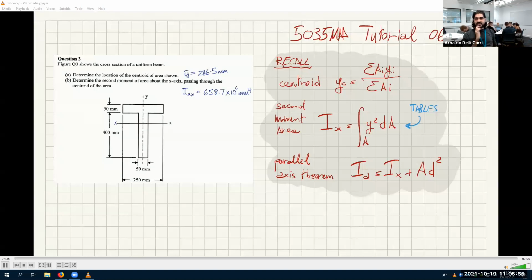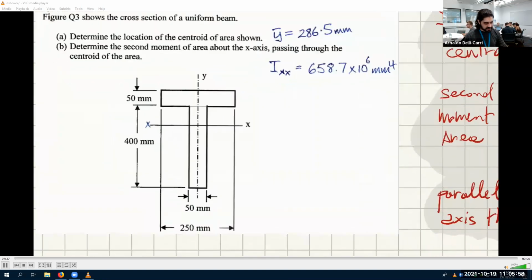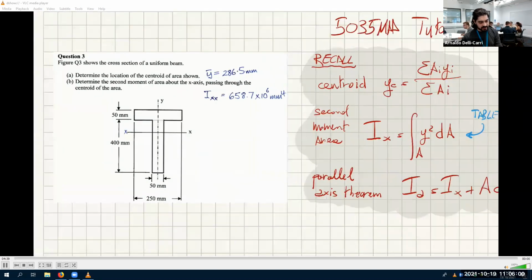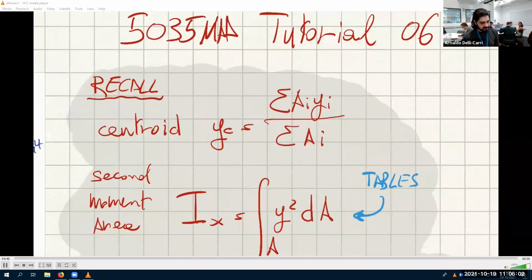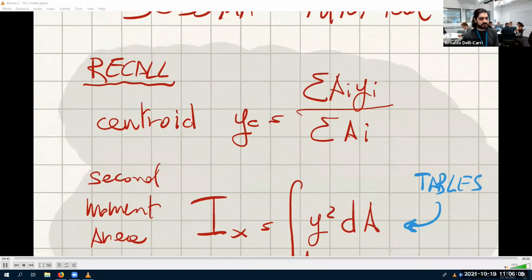So how do you find the centroid of a shape? It's very easy. It's just the weighted average. See here, the centroid is the weighted average of the coordinates of the individual centroids of simpler shapes that make the area, weighted with the areas. This is also how we calculate your final grade for the modules. Coursework is worth 40%, exam is worth 60%, then you do this. This is the weighted average, but that's what it is.